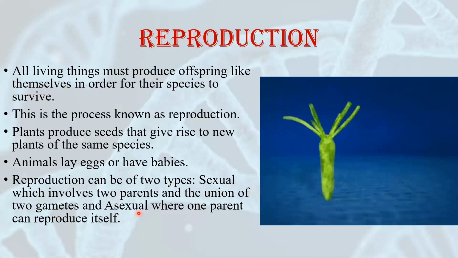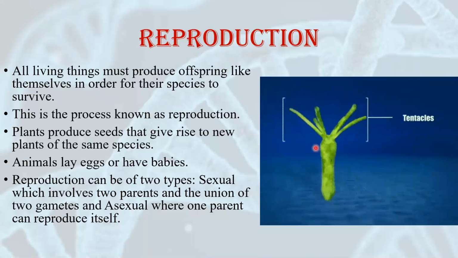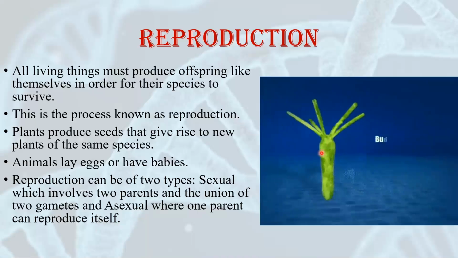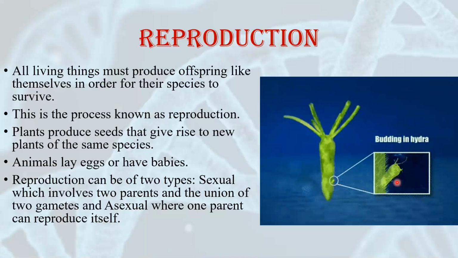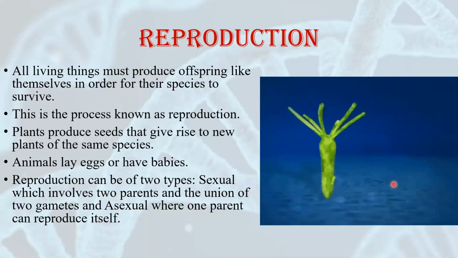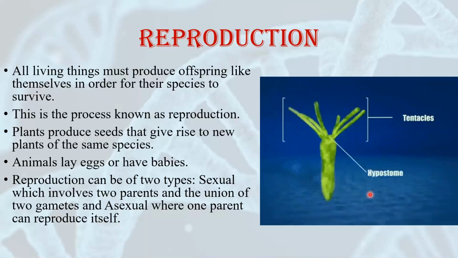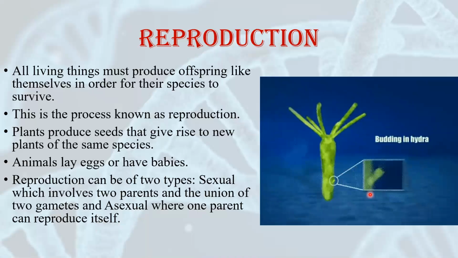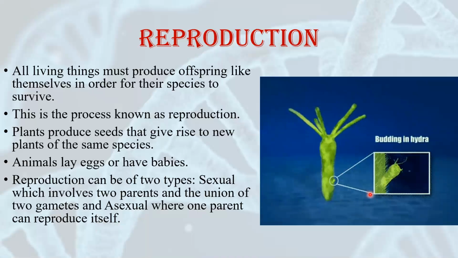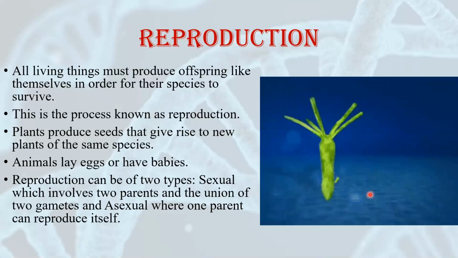Whereas in asexual reproduction, what happens? There is only one parent and that one parent can reproduce itself. Here you can see this is a hydra. It reproduces with the help of budding. This is a bud. Bud means a small outgrowth on the body. Slowly this bud will grow and detach from the parent body and it will have its individual life. So a hydra is produced here. There are different types of asexual reproduction which we will be dealing with later on. But for now, you just need to understand what is reproduction.